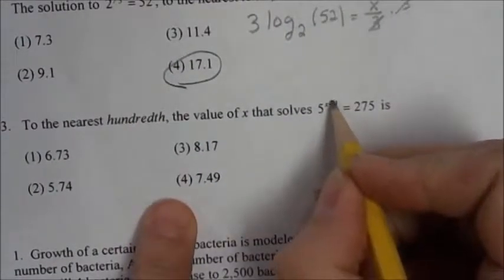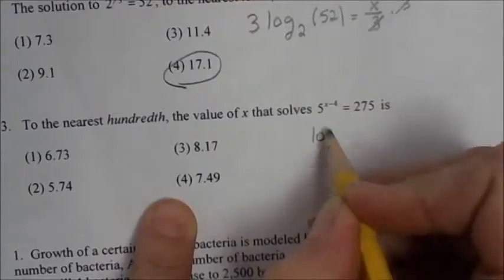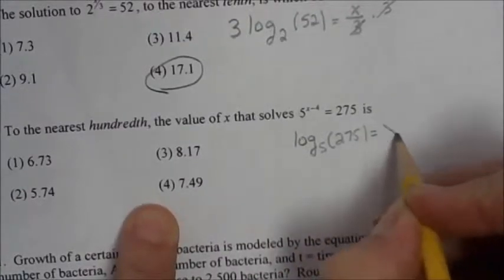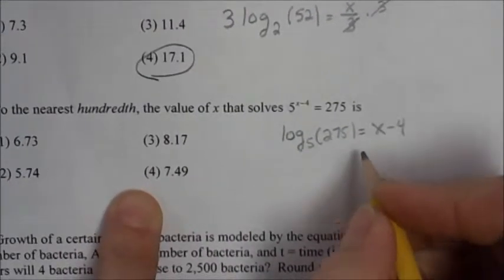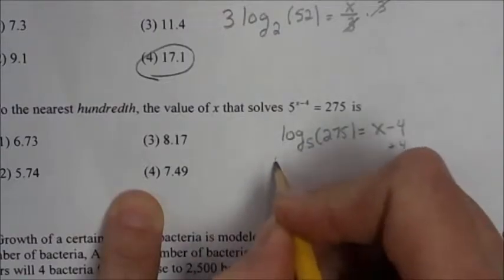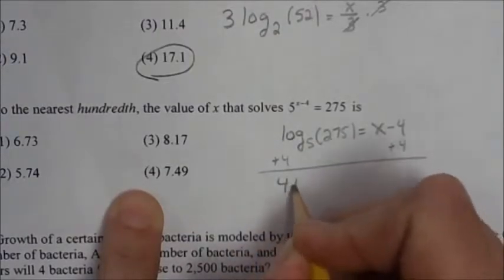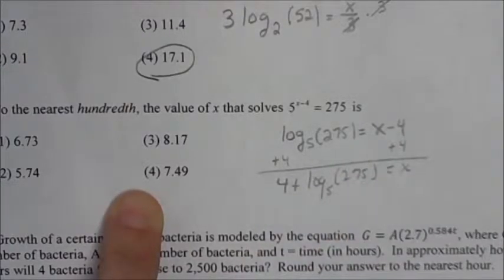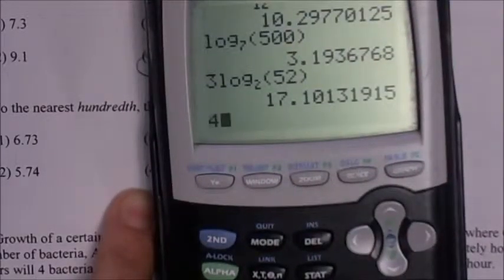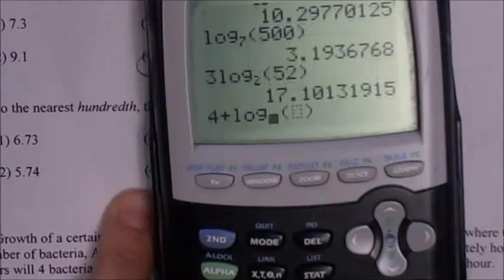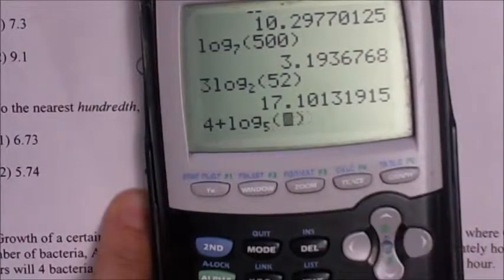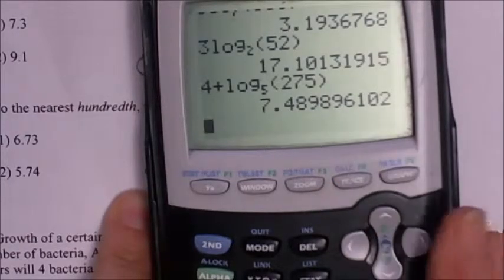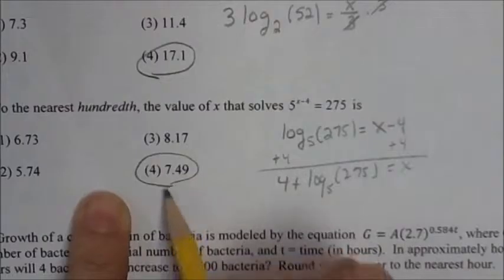The next one, x is up in the exponent, so it is a log problem. The base of this is 5. Log base 5 of 275 is equal to the exponent x minus 4. And to solve this equation, you're going to add 4 to both sides. So it's 4 plus log base 5 of 275, which is equal to x. The calculator says 4 plus log base 5 of 275 is equal to 7.489, which is about 7.49, option 4.